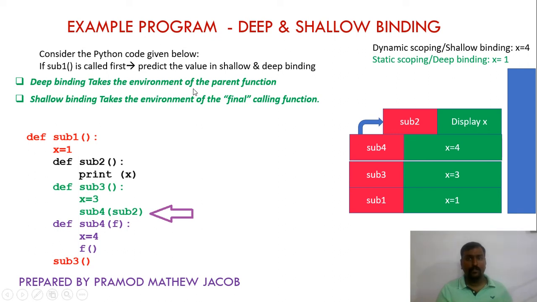As we all know that shallow binding takes the environment of the final calling function. Sub2 is called by sub4, so it will take the environment of sub4. So x will be printed as 4.